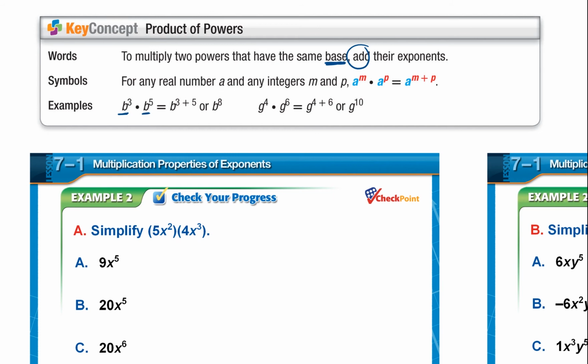b to the third times b to the fifth equals b to the 3 plus 5, or b to the 8th. Notice we have the same base. That big number down low is the same, a b and a b. Okay, so a letter standing for a number there. I could have over here 3 to the 5th times 3 to the 8th. Okay, my base is the same, so that would equal 3 to the 5 plus 8, or 3 to the 13th, and you could put that in a calculator and find some really big number, or just leave it as 3 to the 13th for our purposes.